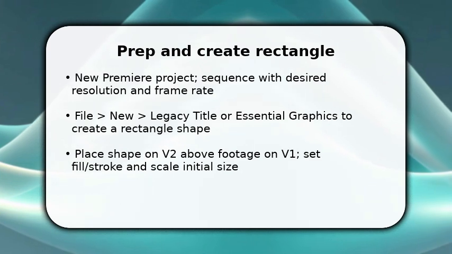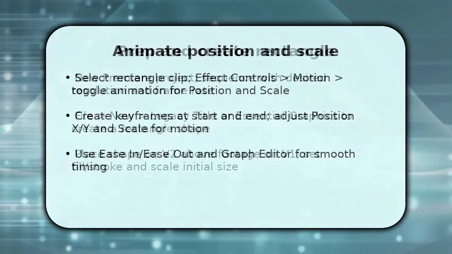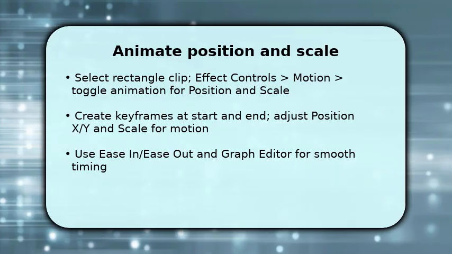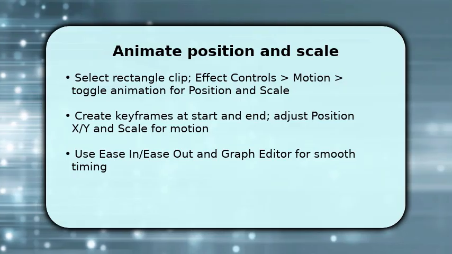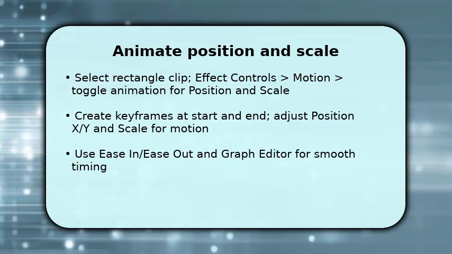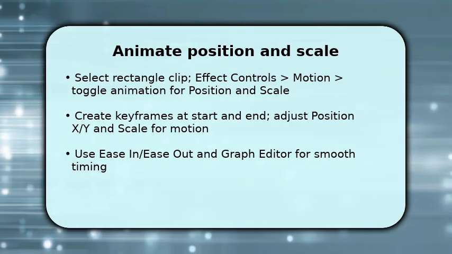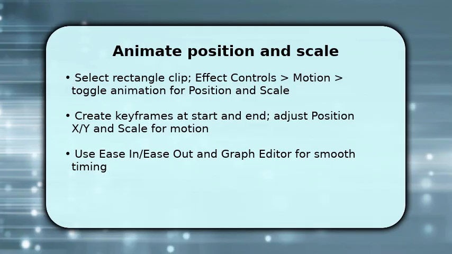You'll animate by keyframing motion properties in Effect Controls. Enable the stopwatch for position and scale where the playhead sits. Move the playhead to the end time, change position and scale values to create your movement, and add intermediate keyframes if you need arcs or pauses.